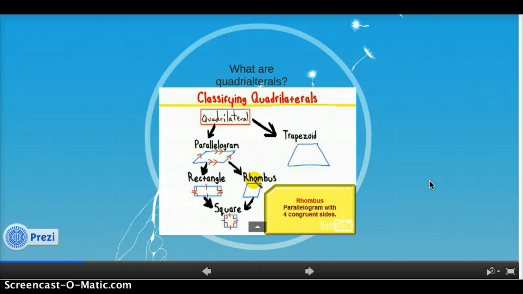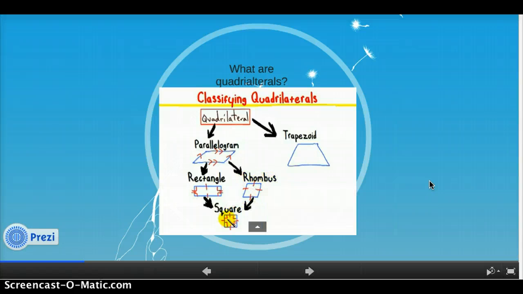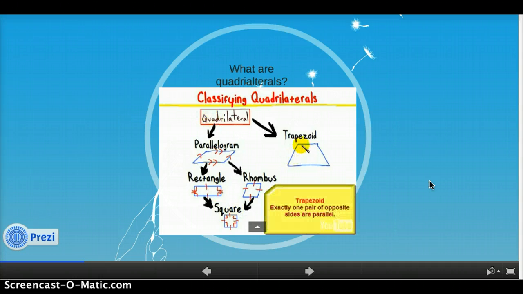Then you also have a parallelogram that could be a rhombus, which means that there are four congruent sides, but they don't have to have right angles. It's just that all the sides have to be the same. Which means a square is a rhombus and a rectangle, because it's got the four congruent sides and the four right angles. And all of these are quadrilaterals.